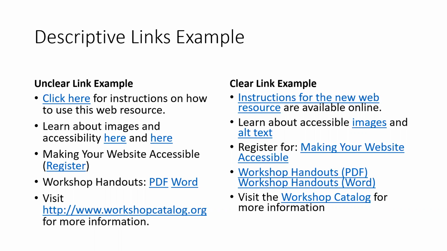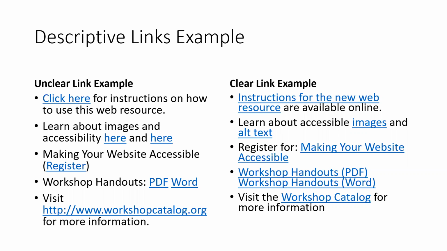Same thing with workshop handouts, PDF, Word. If PDF and Word are the only things that are highlighted as a link, what is that directing the user to? If it's changed to having the entire block of text as a link, it makes it easier to understand that it's the workshop handout in PDF form or the workshop handout in Word that is where the user is going to be directed to.